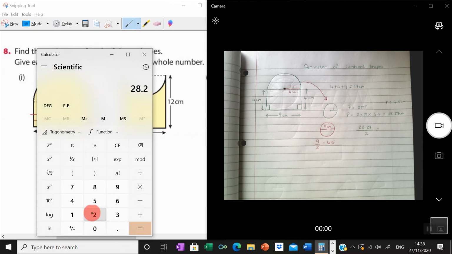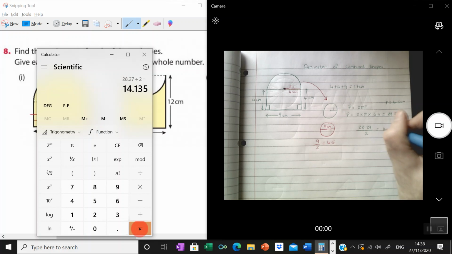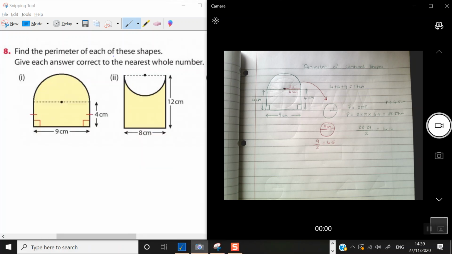28.27 divided by 2, so that's equal to 14.135, so we'll round it up to 14.14. So we've just taken this and rounded it up. So that is the perimeter of the half circle.